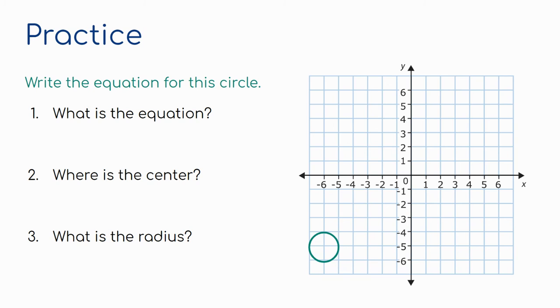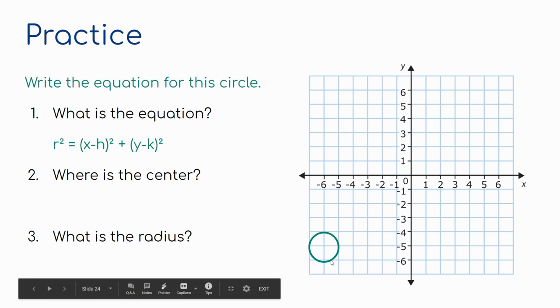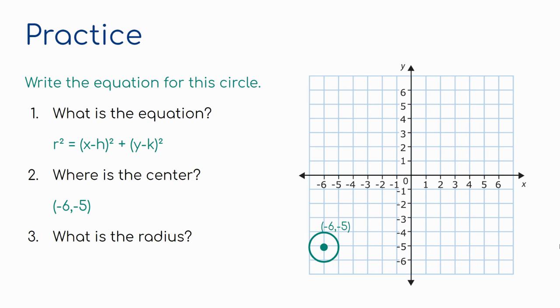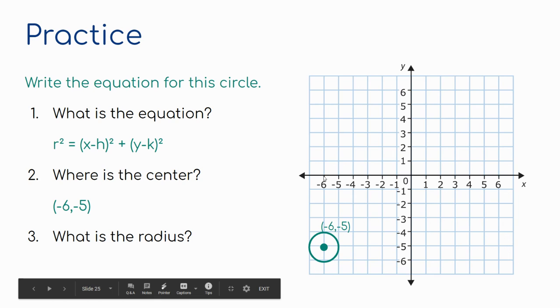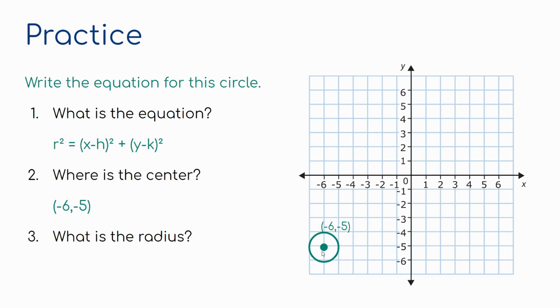All right, so let's do another example. So we want to find the equation of the circle. We're going to think about our 3 questions. What's the equation of a circle? Where is the center? And what is the radius? So our equation of a circle is r squared equals x minus h squared plus y minus k squared. My center is pretty easy to find, right? There's only one point in there, so my center is going to be right there at negative 6, negative 5. I got this because I went negative 6 on my x, negative 5 on my y. My radius is going to be 1, right? There's only 1 unit from my center out to the side.